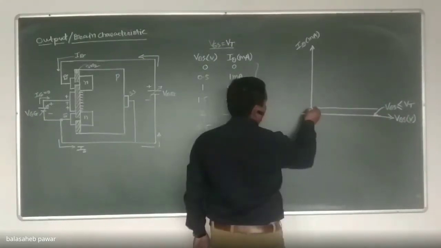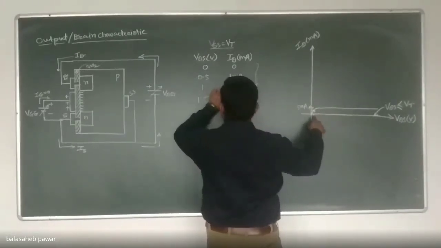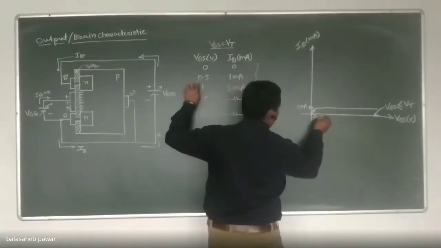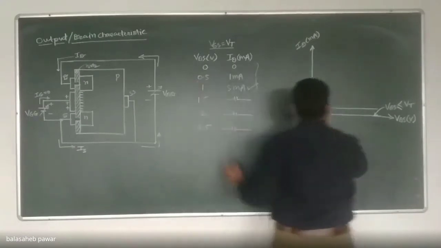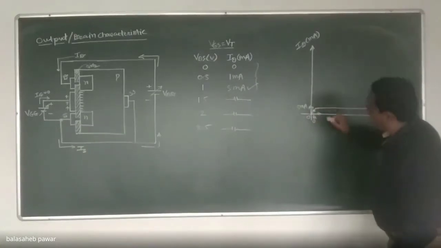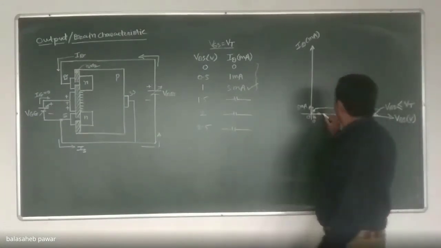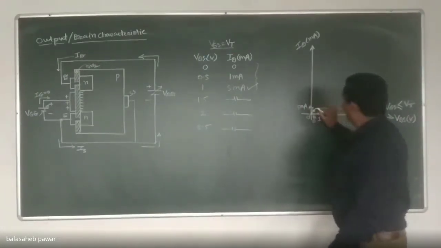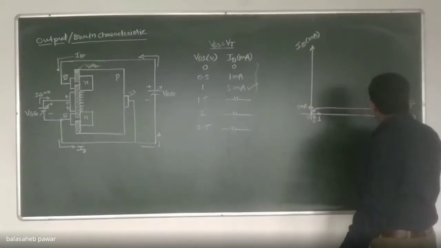Okay, and this is nothing but this constant current, that is 5 milliamperes. This point, is it visible to all? This point is nothing but 0.5 volts. This is nothing but 0. And this point, I'll just show it like this. Is it visible to all? 0.5. And at 1 volt, that current reaches 5 milliampere, and later on it remains constant. So this second curve, what is this for? VGS equals VT.